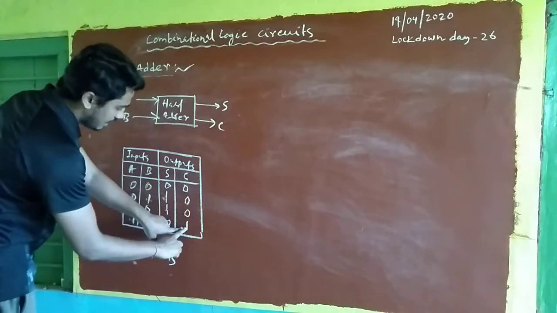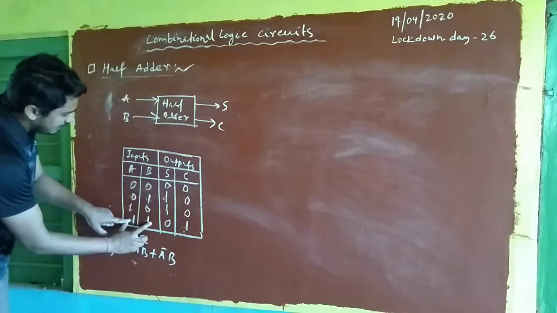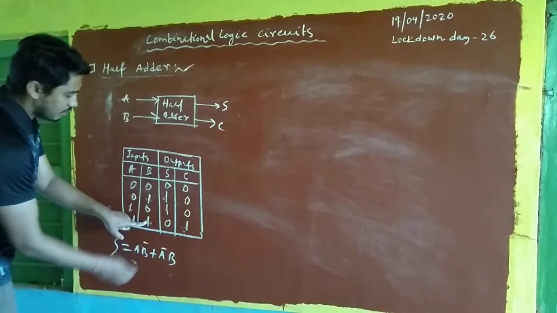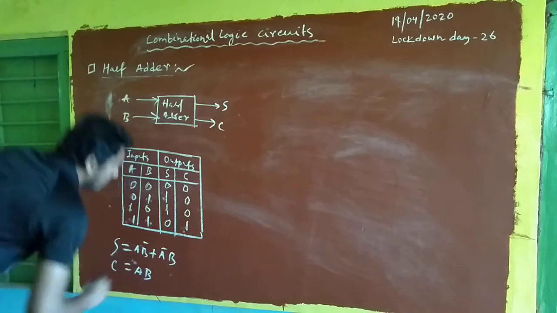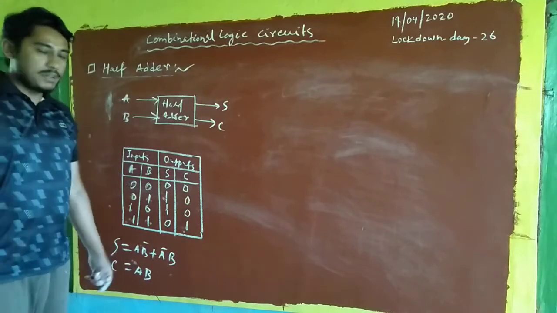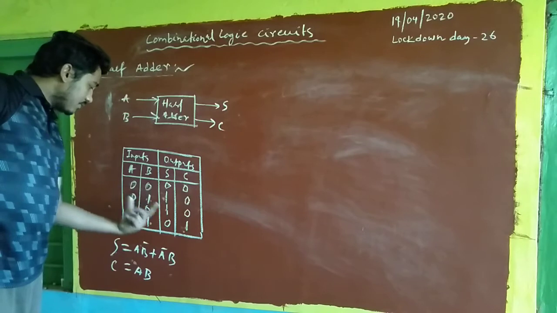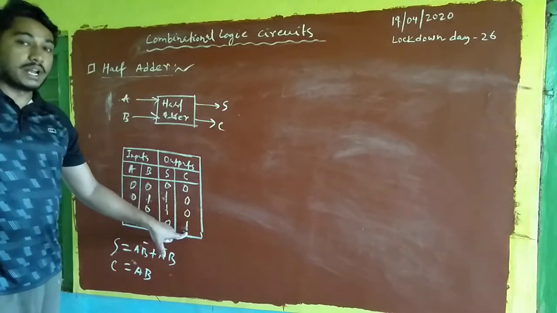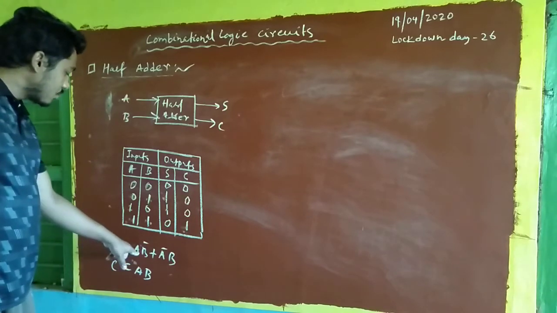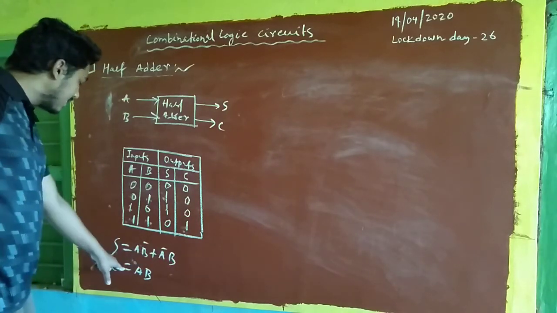So here C is 1 for this particular combination, A is 1 and B is 1. So C, we can write simply AB. That means summing up all those product terms for which the output is 1. So here S is equal to A B bar plus A bar B, and C is equal to AB.